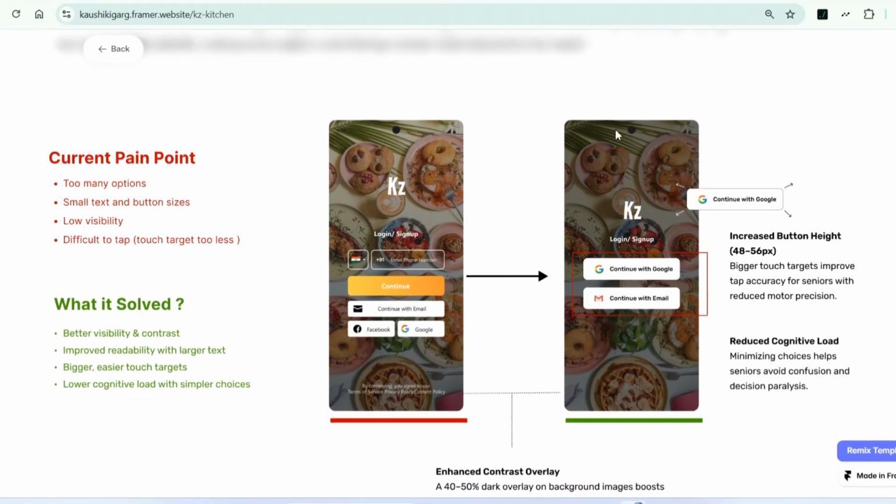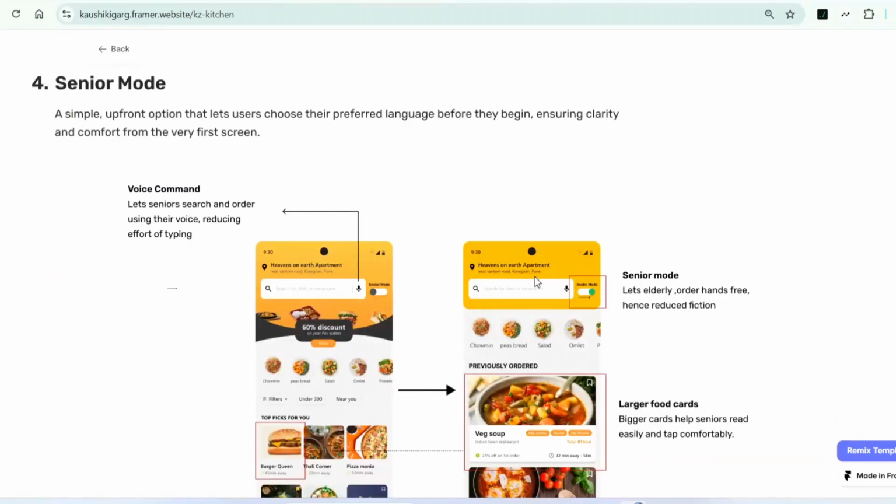Also increasing the contrast of the overlay, which is the background overlay. You can notice that in the original one it is a lower contrast, but in this one it has increased, which will increase the readability of the text in front of it.